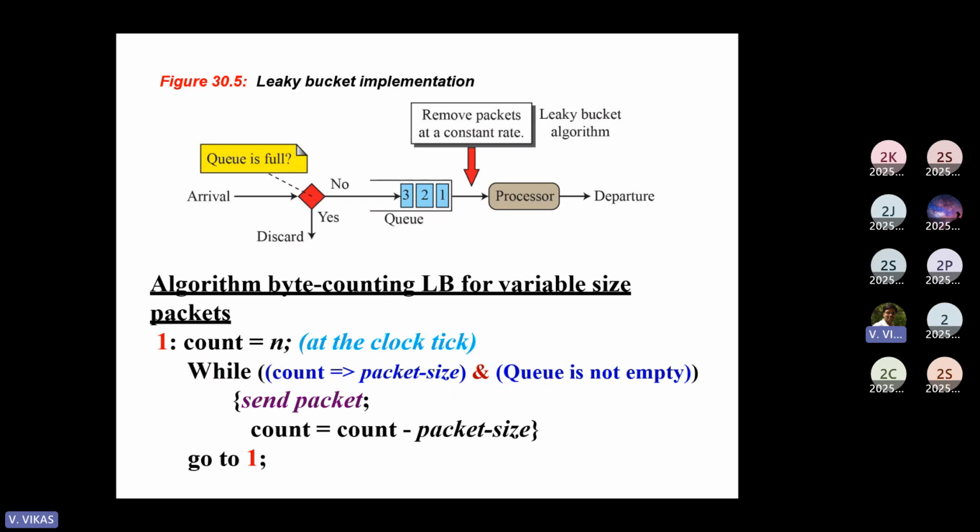So in leaky bucket, what happens? Whenever the queue is full, discard the packet. Whenever space is there in the queue, you just add the packets into the queue. And whatever may be the speed at which they are coming, you are taking packets at a constant rate. So this is something like, whenever the bucket is full, what happens? Water will come out, right? The same thing will happen here also.